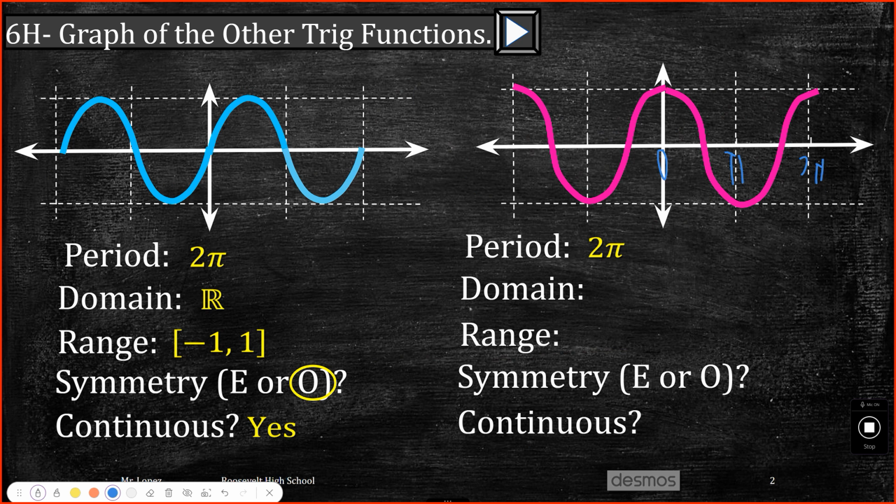What's the domain? All real numbers? What's the range? Can somebody just guess? What's the range? Where do you see it in terms of y? The lowest it goes is negative 1 to 1, negative 1 to positive 1, including negative 1 to 1.